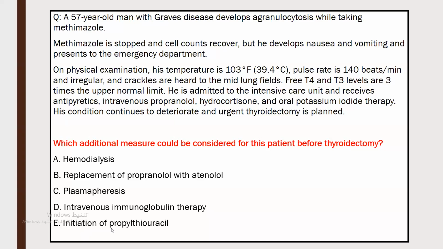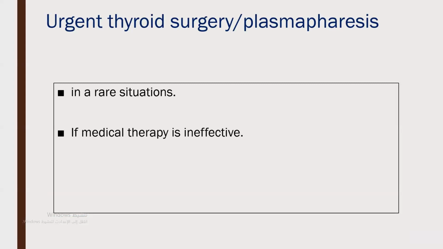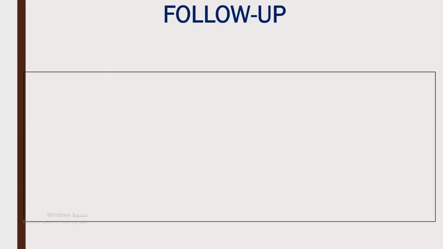Let's see your answers. We are seeing some with D, some with E also, but maybe the majority going with either D or E. Few going with the proper answer, which is plasmapheresis. So what is the role of plasmapheresis? Before urgent thyroid surgery, it is a rare situation. You need to go for plasmapheresis if medical therapy is ineffective, or a patient develops side effects and contraindication to available therapy.